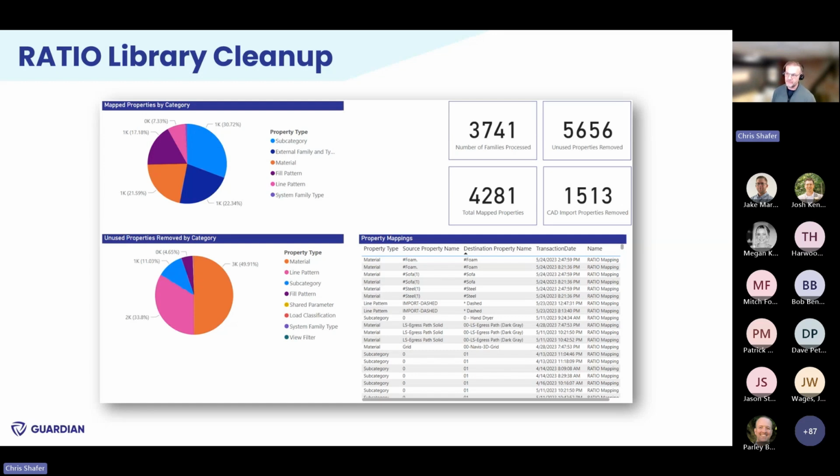So ultimately, this whole process is about improving your graphical quality throughout all of your projects, right? So this is really about your project deliverables and what you do as a firm. It really starts with your basic families and making sure they're absolutely in alignment.